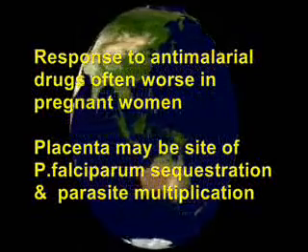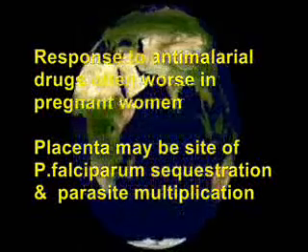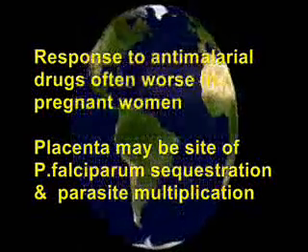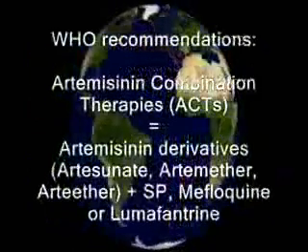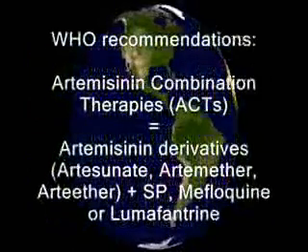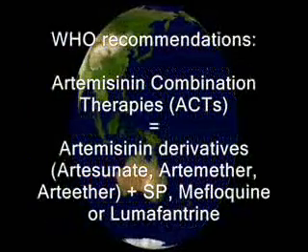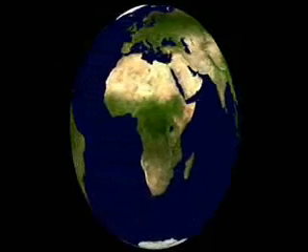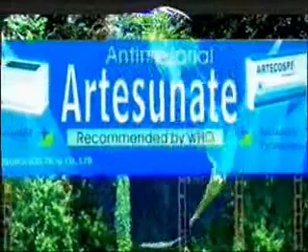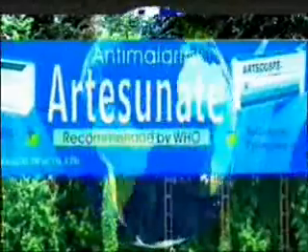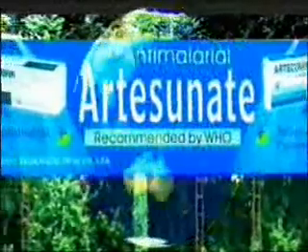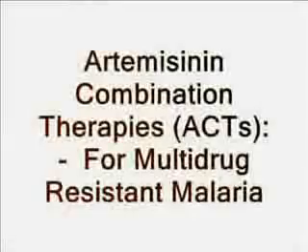Responses to anti-malarial drug treatment are often worse in pregnant women. It's thought that the placenta may be a site of P. falciparum sequestration and parasite multiplication. New treatment options for P. falciparum malaria have been given significant importance to stem the emergence of global drug resistance. Derivatives of a peroxide anti-malarial drug called artemisinin are recommended by the World Health Organization in combination with one or more drugs with independent modes of action and different biochemical targets.